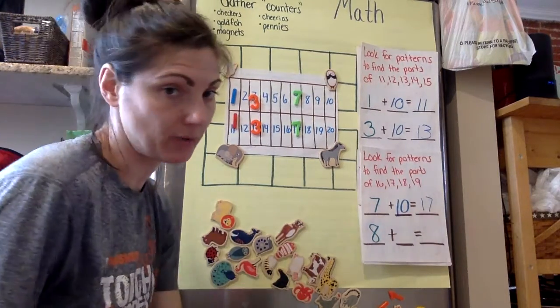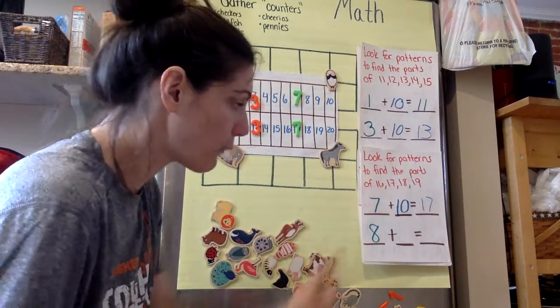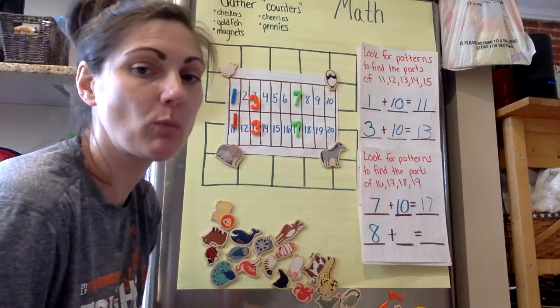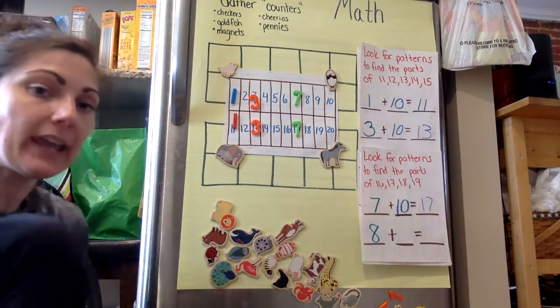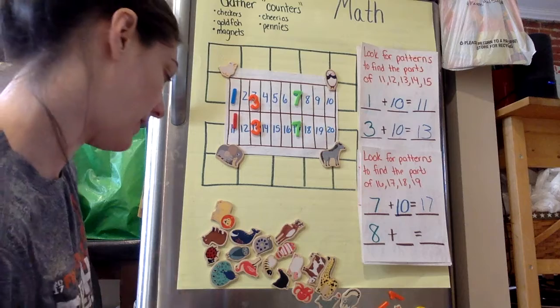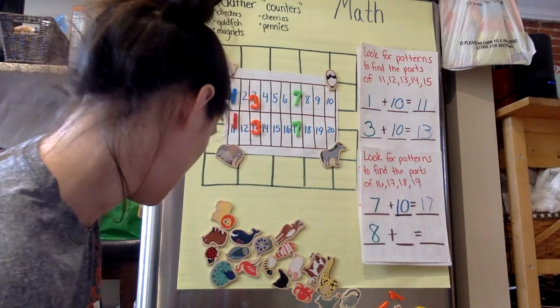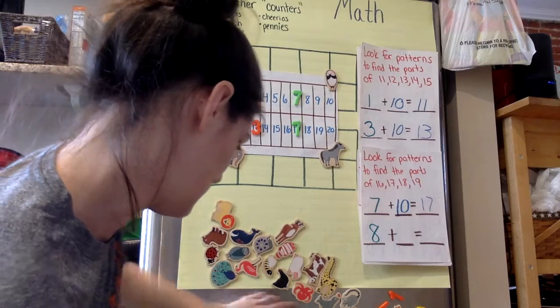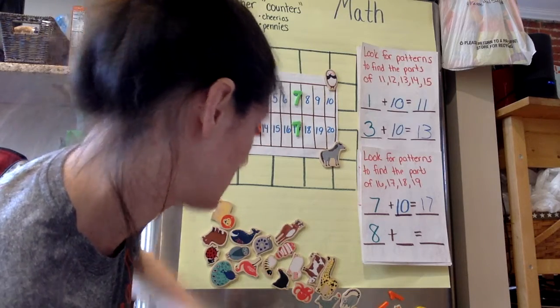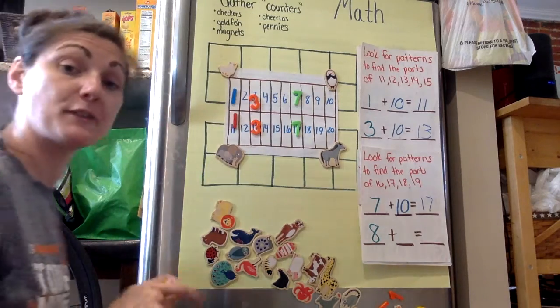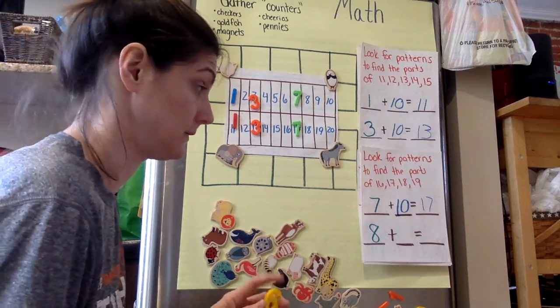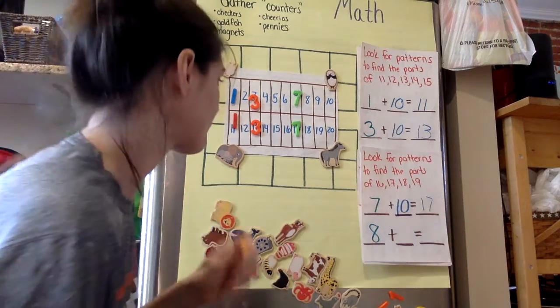We have one more to do. If we start at 8 and add 10, what do you predict the answer will be using this number grid? Think about that for a minute while I find my next 2 magnets to use. All right. I don't seem to have 2 8s, so I'm going to use 2 9s instead.